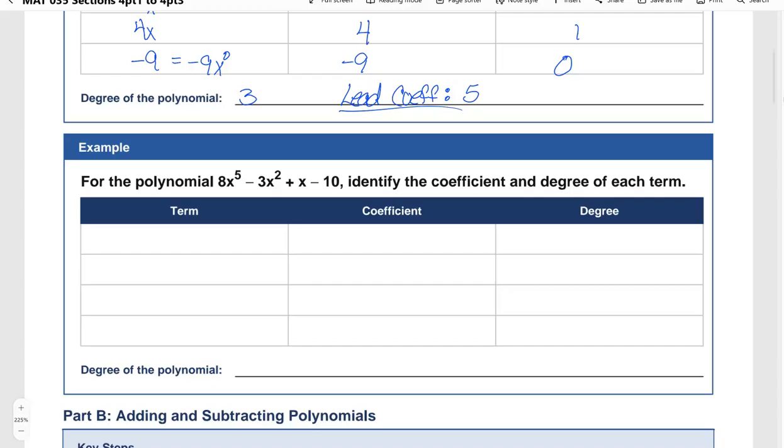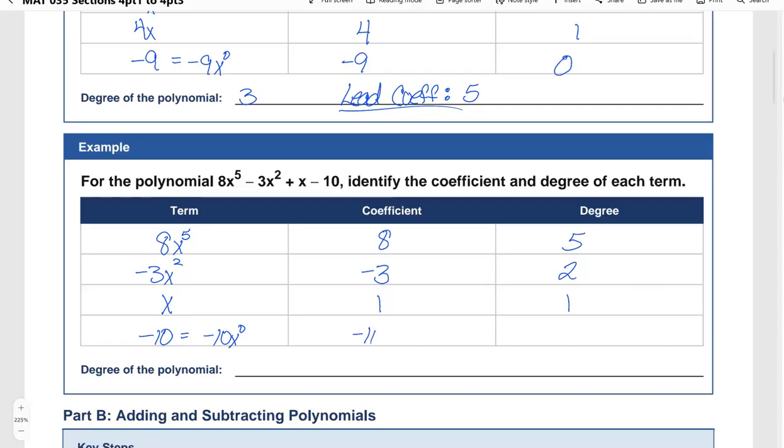We could do the same kind of analysis for the next one. We have 8x to the fifth minus 3x squared plus x minus 10. So my first term is 8x to the fifth. That coefficient is 8. The degree is 5. My next term is the minus 3x squared. Notice I'm keeping the sign with that. The coefficient is a negative 3, and the degree is 2. The next term is a positive x. There's an understood 1 in front of that, and the degree is understood to be 1. And then the last term is a negative 10. That I can view as negative 10x to the 0. So the coefficient is negative 10, and the degree is 0.